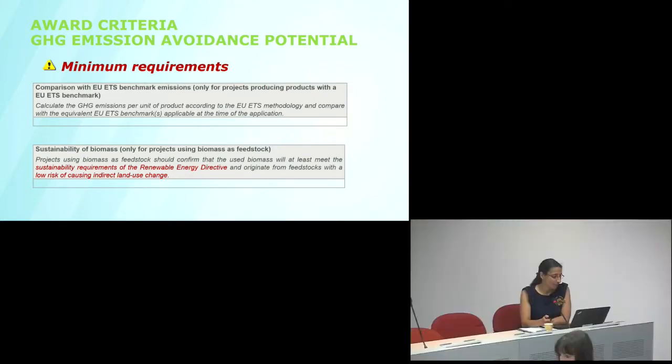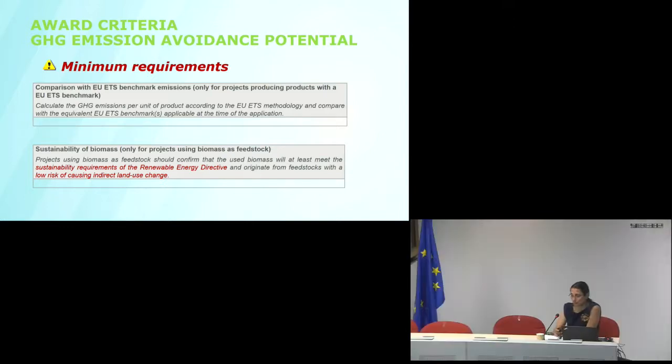Thank you. So here I will present the 4 boxes related to greenhouse gas emission avoidance potential. On that slide, the first 2 may not be coming in this order in the application form, but I wanted to start with them because they are certain minimum requirements for some of the projects which will be submitted for funding in the Innovation Fund. So the first family of projects are those in the energy-intensive industry category, where there are EU ETS benchmarks. Those projects will have to meet at least the EU ETS benchmarks when implemented.